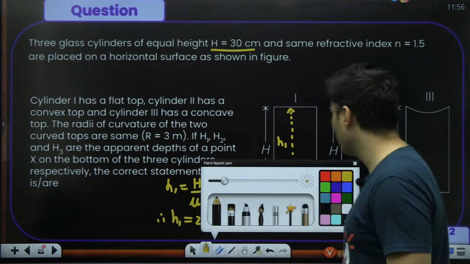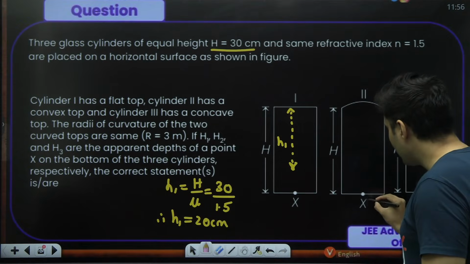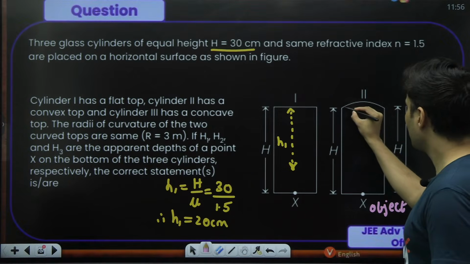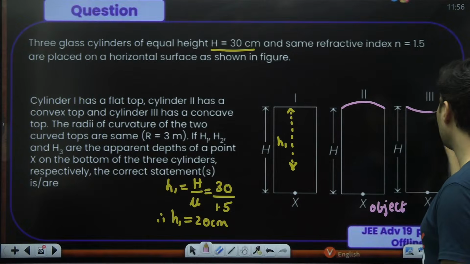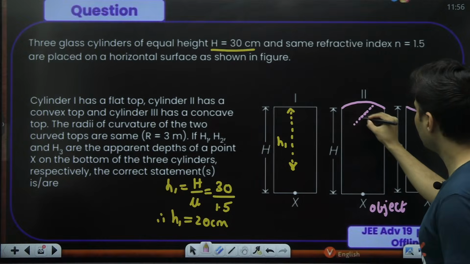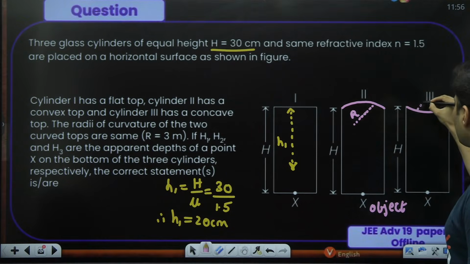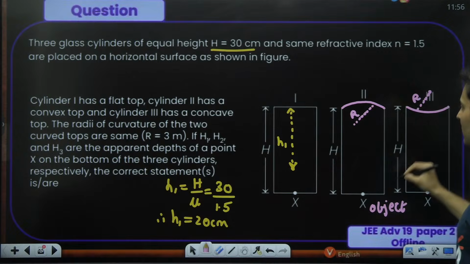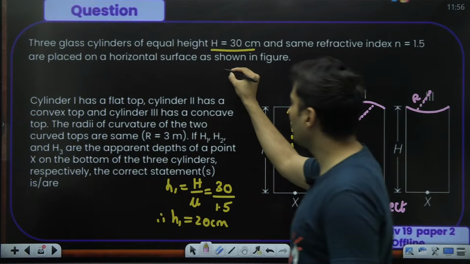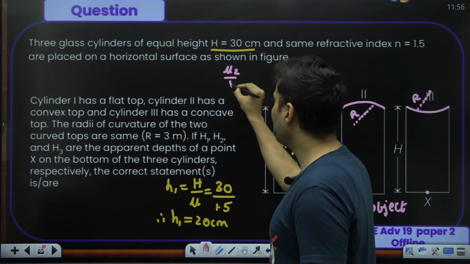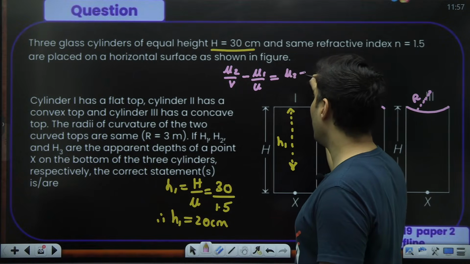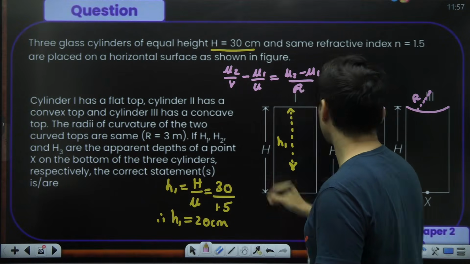That's all that you have to use. Treat this X like an object. This is your curved surface, and this is also your curved surface, each of which will have some radius of curvature, which is basically 3 meters. Find where the image will be formed in either case. Which formula will you use? Mu2 by V minus mu1 by U is equal to mu2 minus mu1 divided by R.